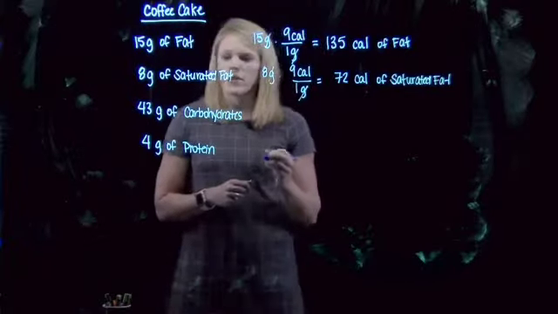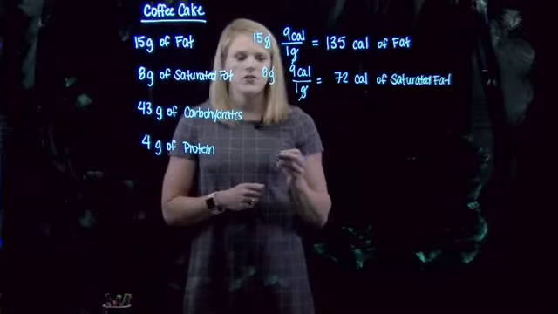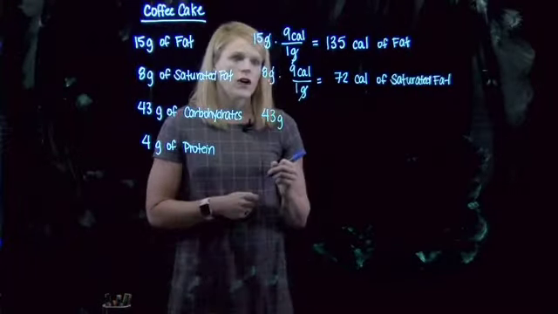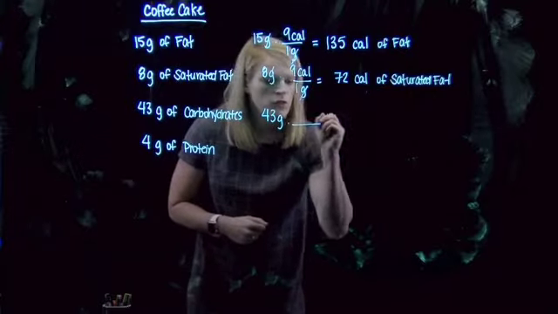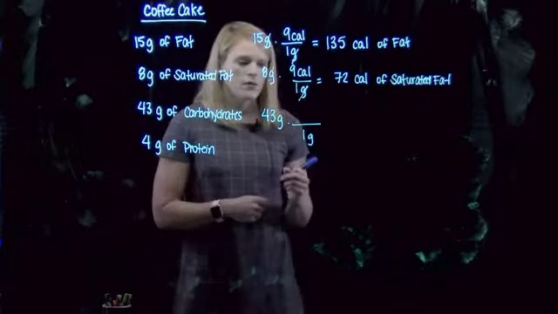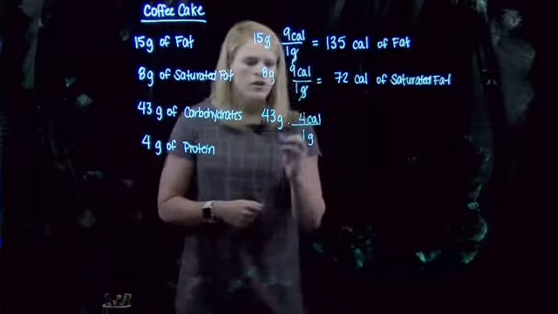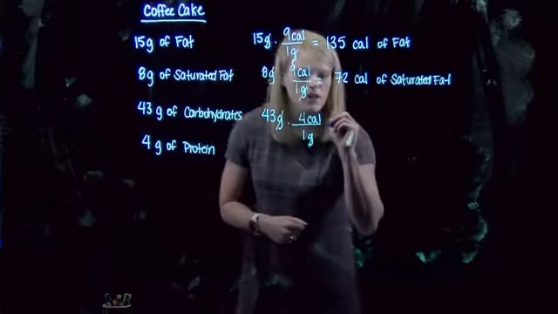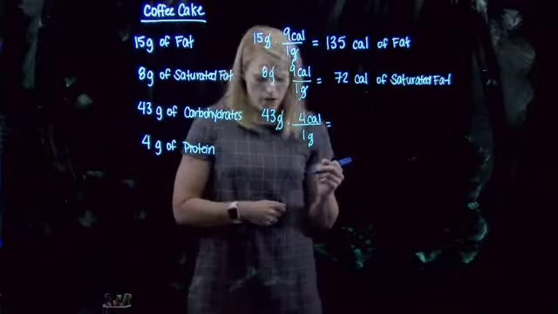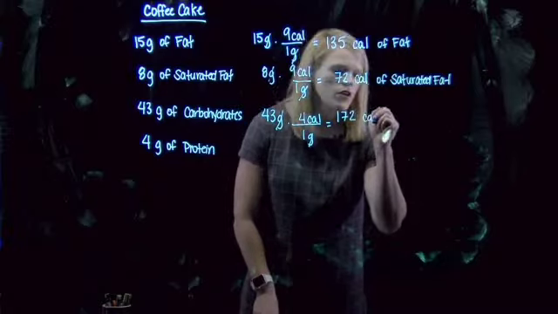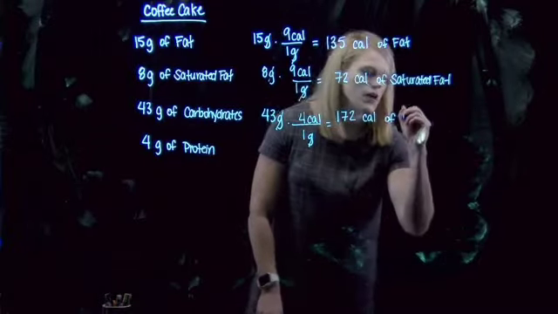Now, most of our calories are looking like they're going to come from carbohydrates because we have 43 grams of carbohydrates in this piece of coffee cake. We know that for every 1 gram of carbohydrates, we have 4 calories. So we're going to take 43 times 4, and we're going to get our total calories of carbohydrate, which is going to be 172 calories of carbohydrates.